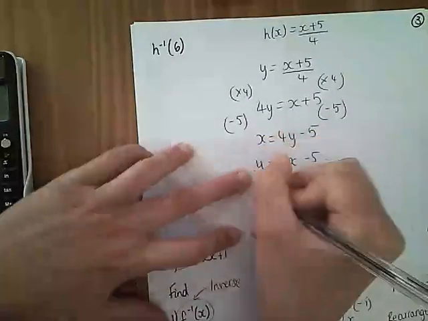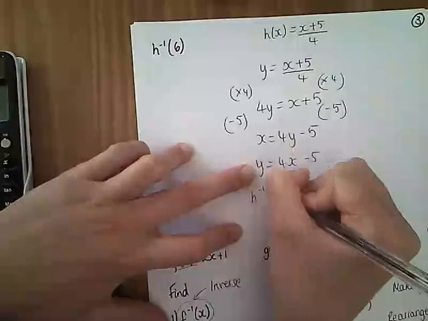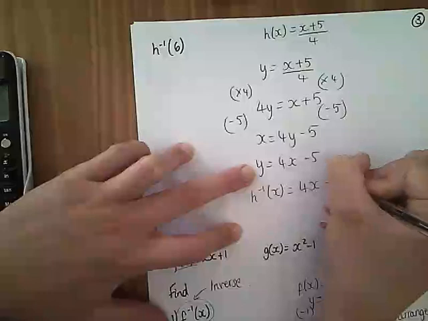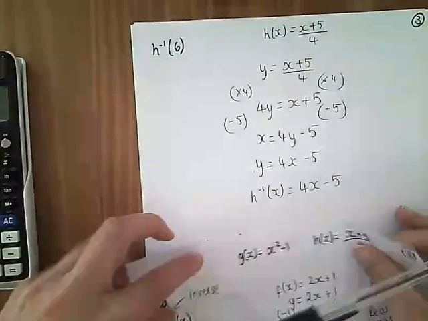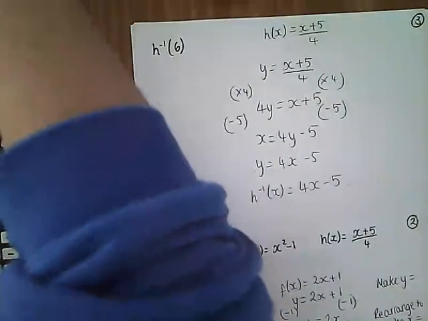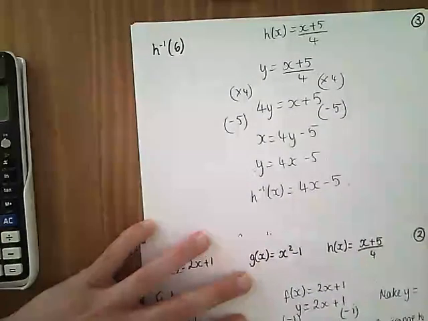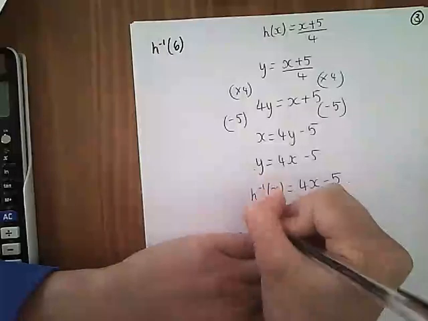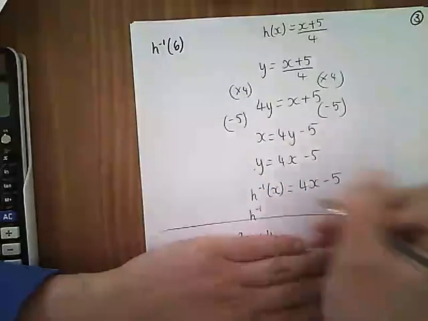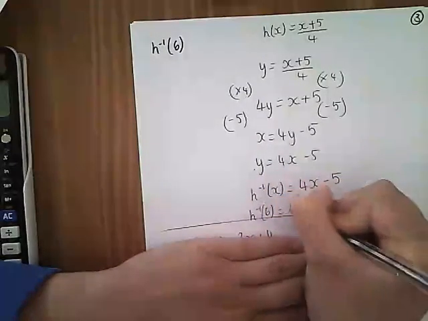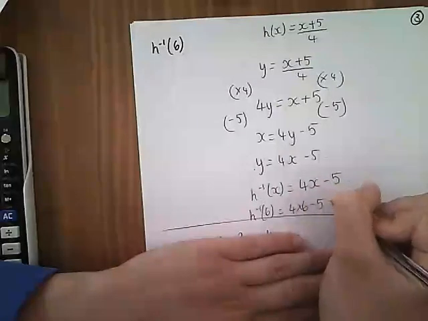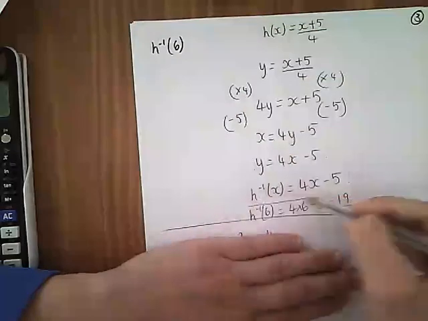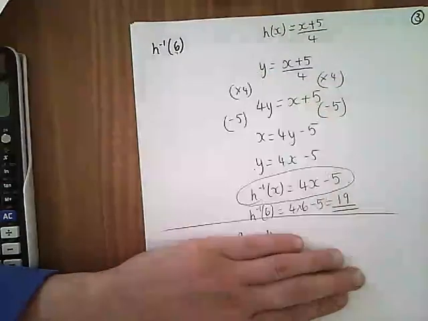Replace this with h to the minus 1. Oh, I just answered the question I talked about earlier. So h to the minus 1 of x is 4x minus 5. It then asks us, my laptop's dying, it then asks us to do h to the minus 1 of 6. So h to the minus 1 of 6 is now going to be 4 times 6, take away 5, is 19. That is our answer. We have to do all of h to the minus 1 first, then substitute in the 6.